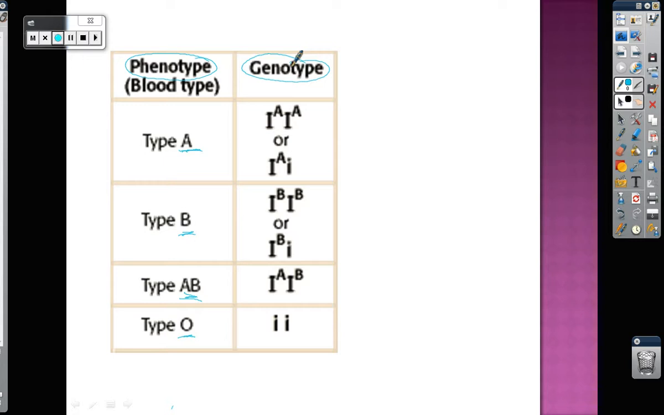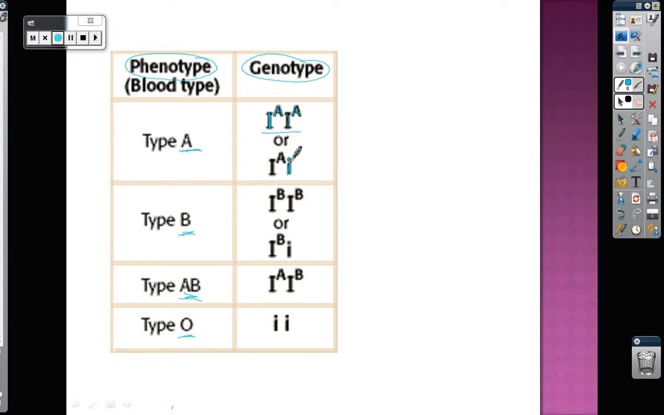So you notice for type A, you can be capital I with a superscript of capital A. You can have that twice. That would make you homozygous dominant. The thing about blood types is that it's a co-dominant trait, which means the capital I can share its dominance with another capital letter. You'll notice there's also a lowercase i right here. The lowercase i is recessive.